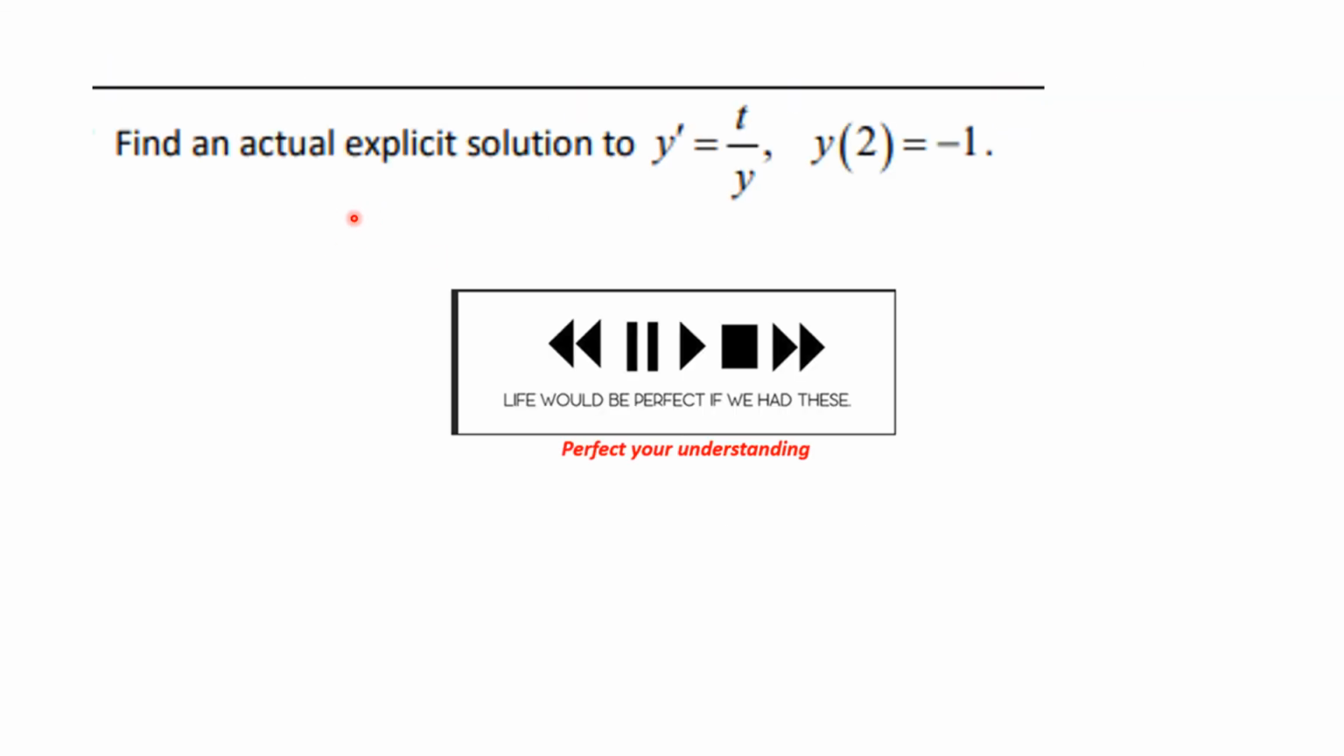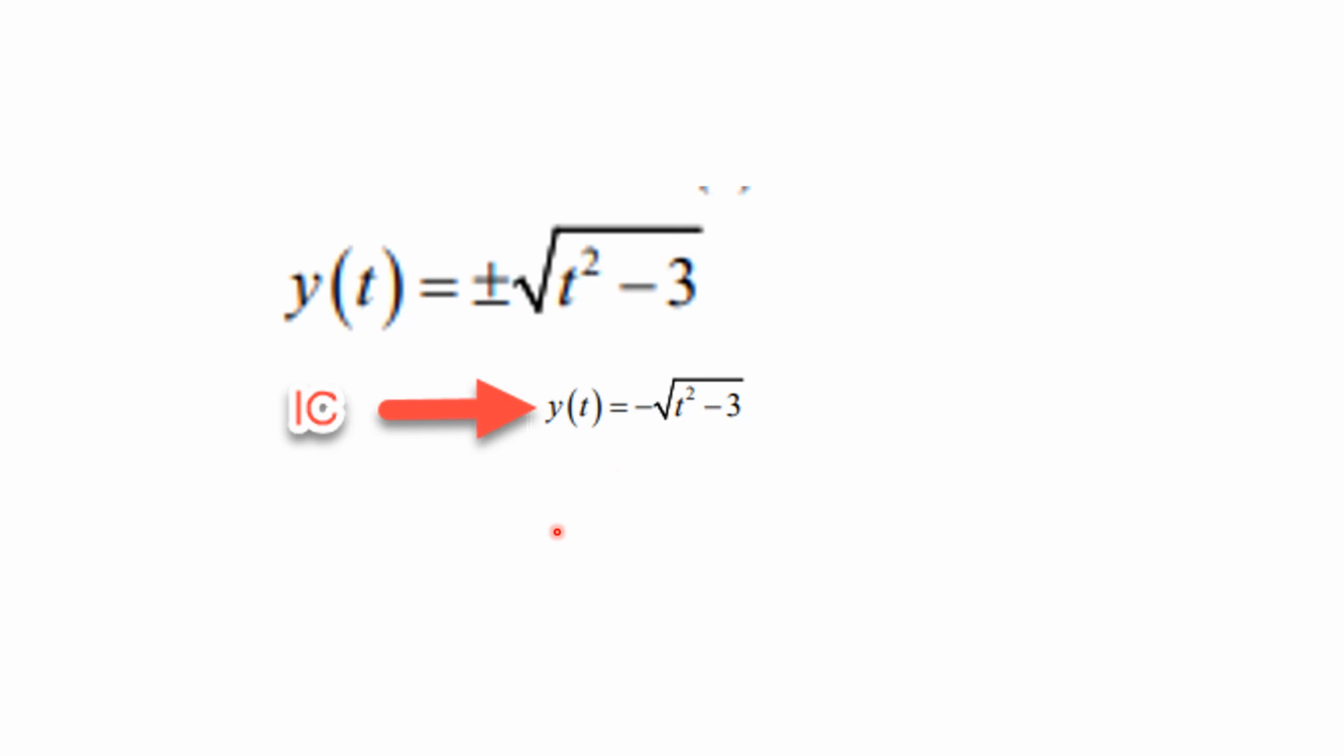Here, you're being asked to find an actual explicit solution to this. That means you have to solve for y, the same initial condition. You know what to do. Let's see how you did. So here you have to solve for y, and you conclude that when you take the square root, y is equal to plus or minus the square root of t squared minus 3. But now that we have this explicit solution, we know that the initial condition telling us that y has to be negative tells us that this sign must be negative.